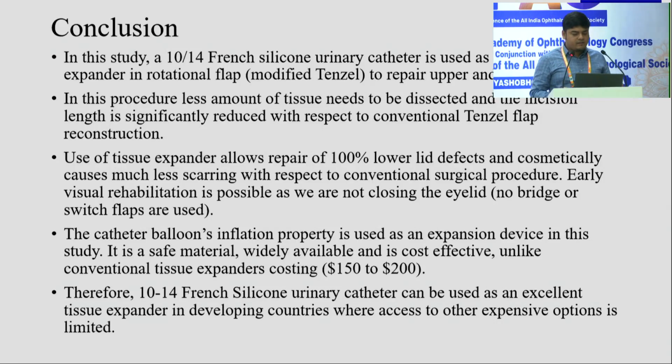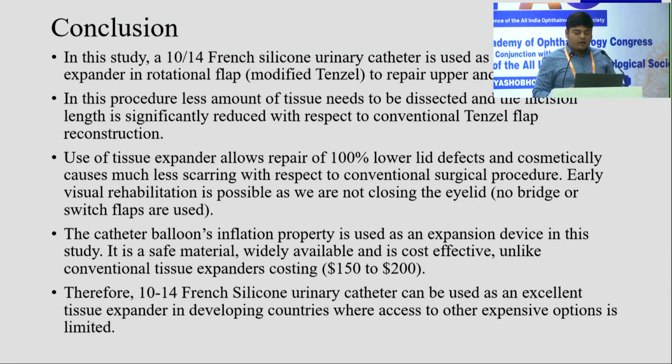Thus, the take-home message is that the silicone Foley's catheter can be used, and should be used, probably as a novel tissue expander for modified Tenzel rotational flaps or for advancement flaps to repair upper and lower lid defects. In this procedure, a lesser amount of tissue needs to be dissected and the incision length is significantly reduced with respect to the conventional Tenzel flap, and the use of tissue expander allows repair of even up to 100% lower lid defects and cosmetically causes much less scarring with respect to conventional surgical procedures.